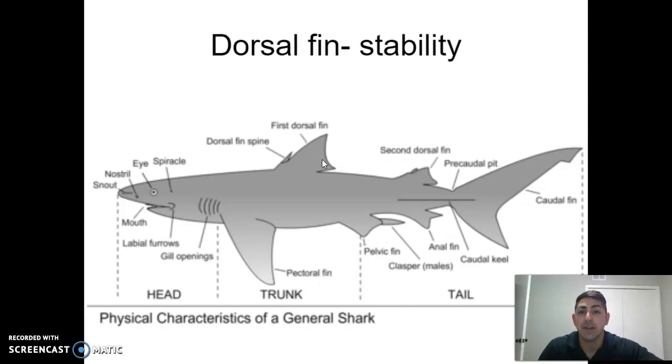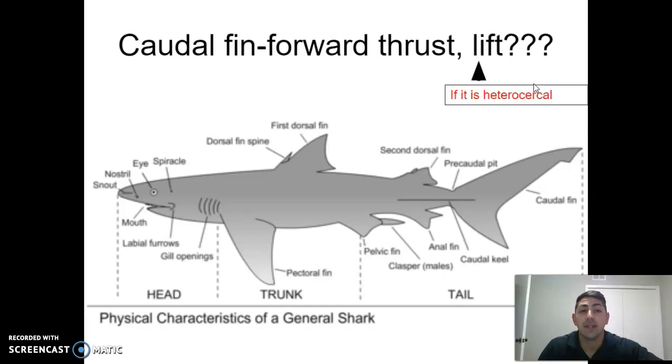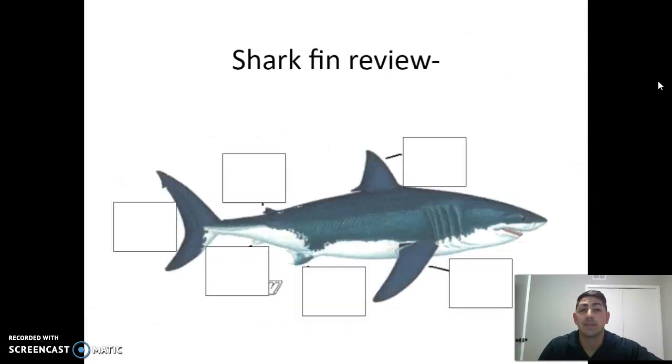So dorsal fin is going to be used for stability. The pectoral fin is going to provide lift. And also the caudal fin is going to provide forward movement and lift. So if it's heterocercal, it also provides lift.